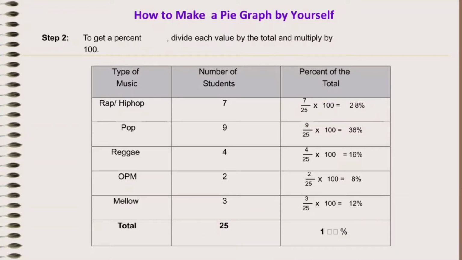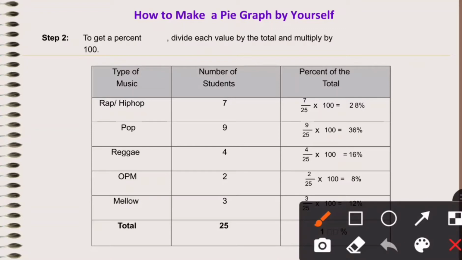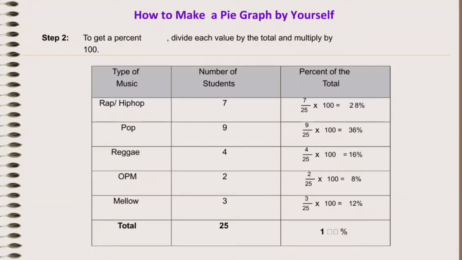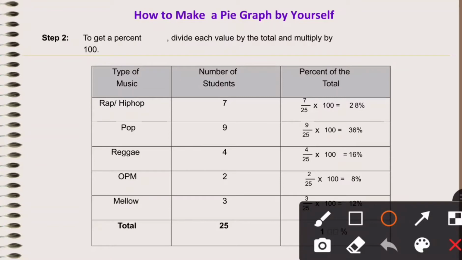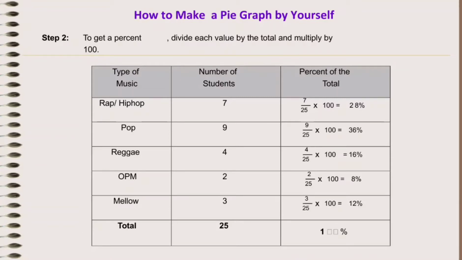All you need to do is to do it one by one. You must get the percentage of each data. Okay? So 3 divided by 25, 2 divided by 25, then times 100. You may use a calculator or the calculator on your cell phone. So then the sum of the percentages must be 100. So dapat 100. Pag di yan 100, then may mali sa sagot mo.